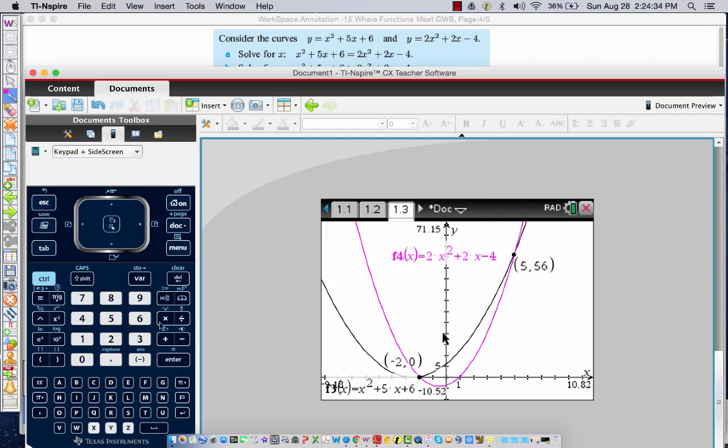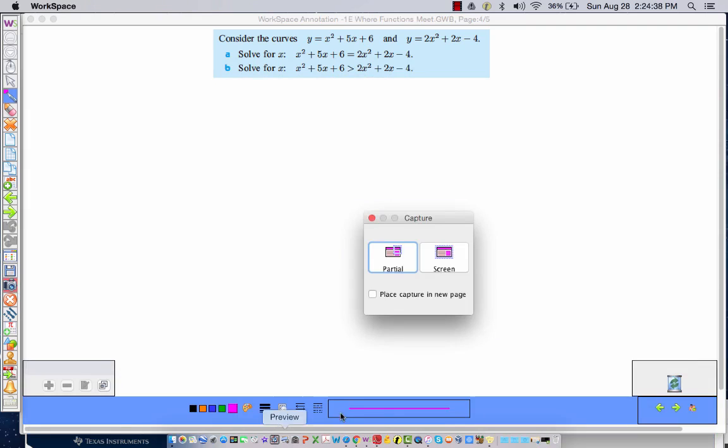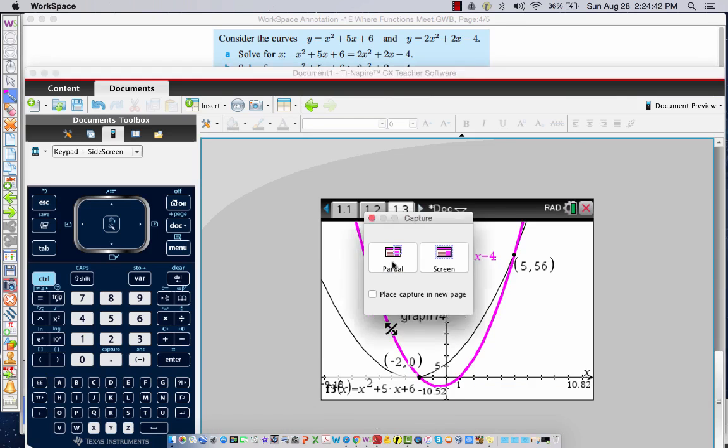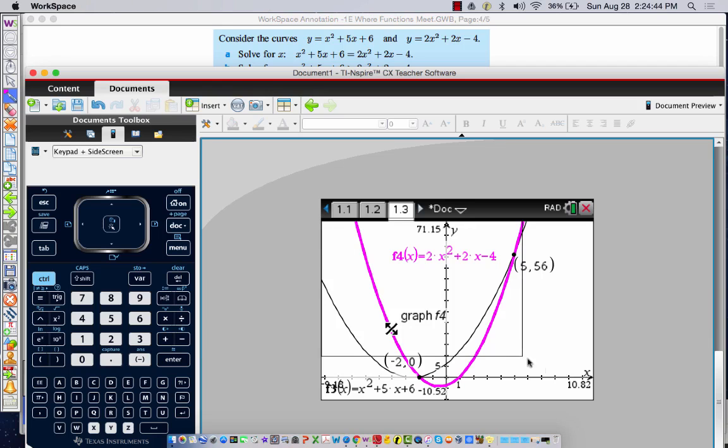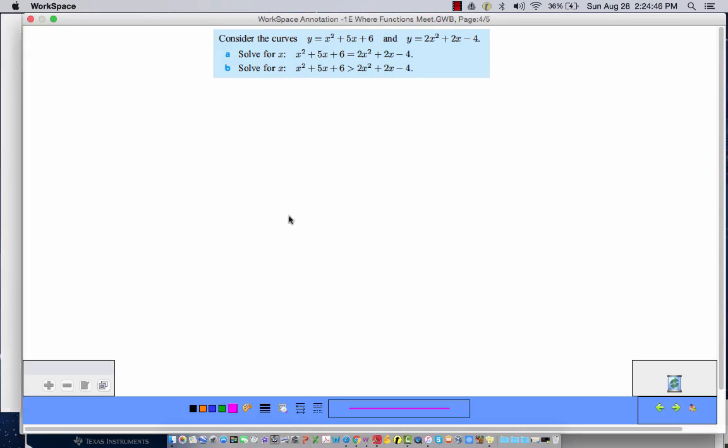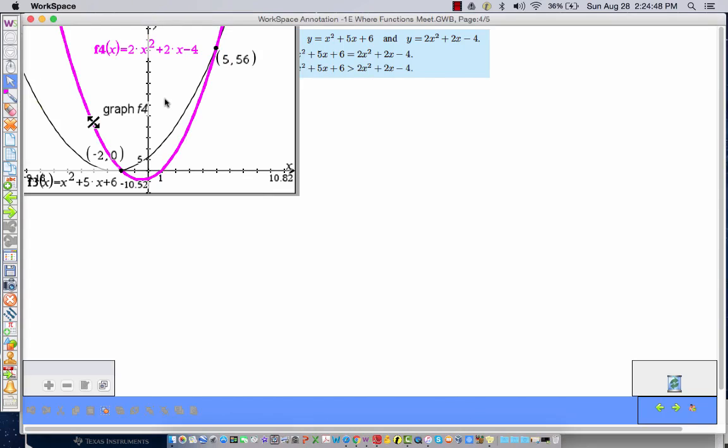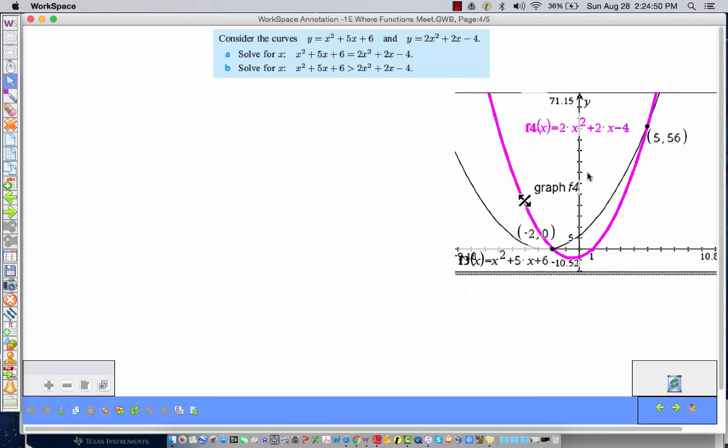Okay, so I have my solution here. Let me take a picture of it, and I'll copy and paste it. All right, so now we have that to use. Okay, I'll put it over there for us.